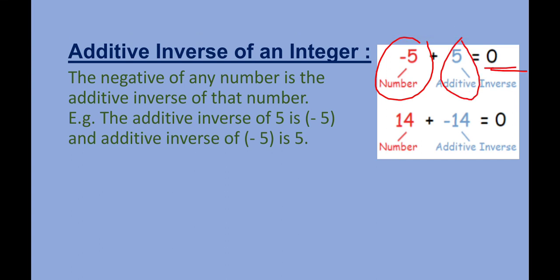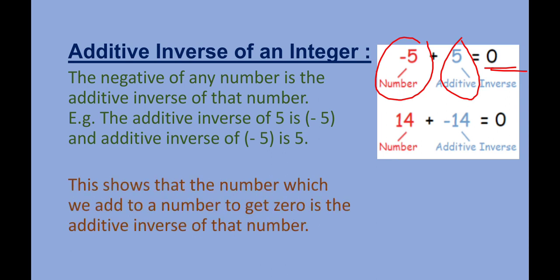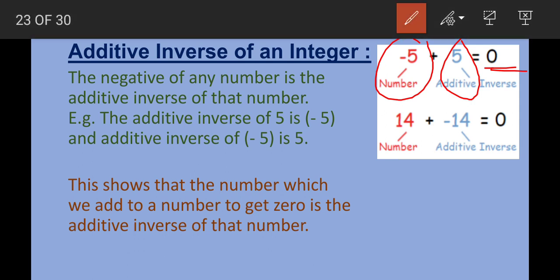So we can say that the number which we add to a number to get 0 is called the additive inverse of that number. From this example, we can say that if we add a number with its additive inverse, we get 0. Like here the number is 14 and the additive inverse of that is minus 14. If we add these two, we get 0 as the sum. So the sum of a number with its additive inverse is 0.